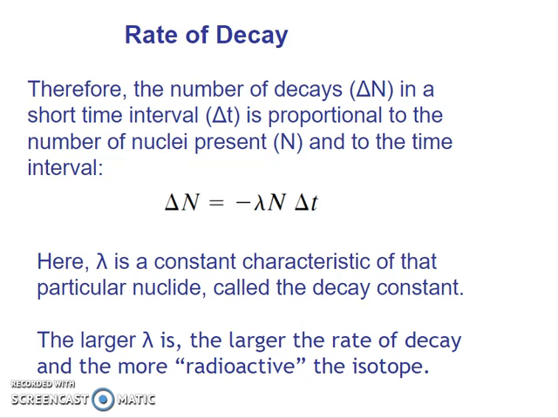This is all summed up in the decay constant, represented by the Greek letter lambda. The larger the decay constant, the more radioactive the isotope, so that the probability of decay is increased. Remember, it's a random process, so some nuclei may decay faster, some may decay slower, but the decay constant does give an average representation of that nuclide.